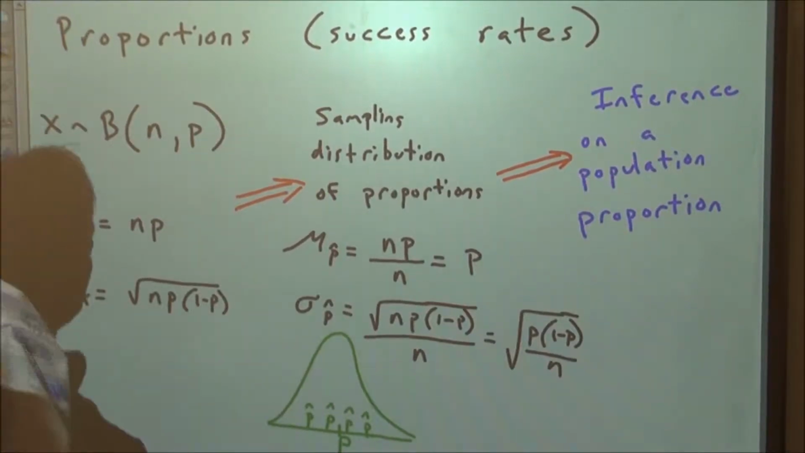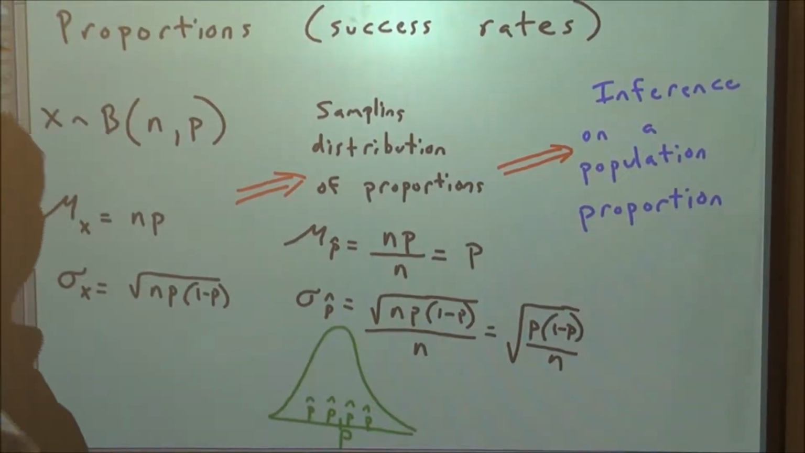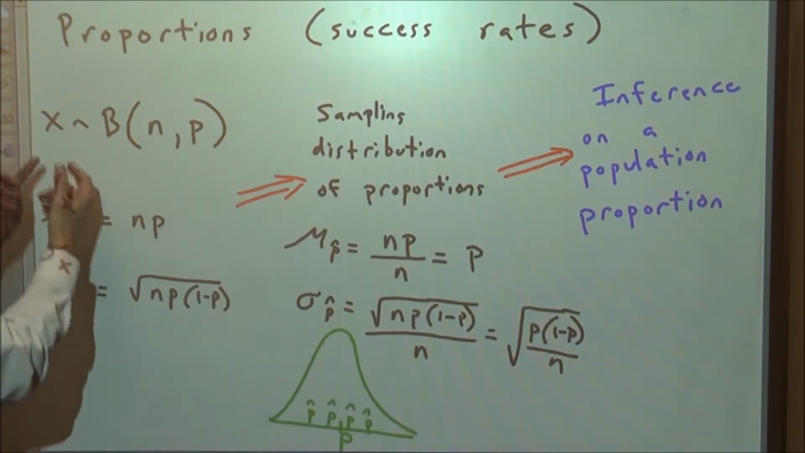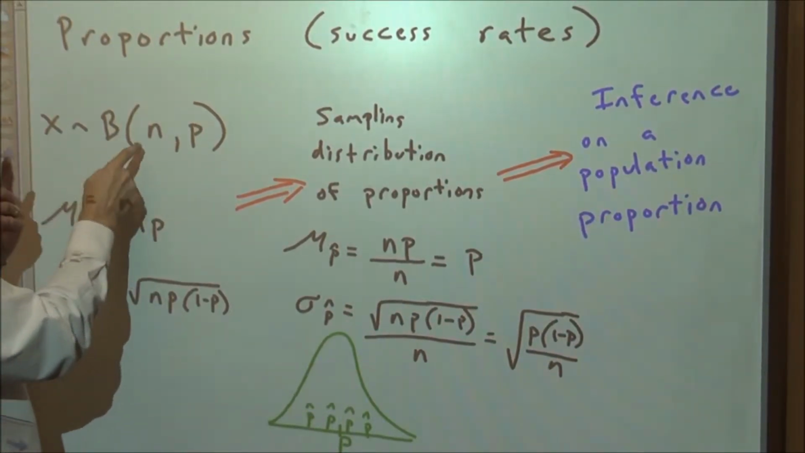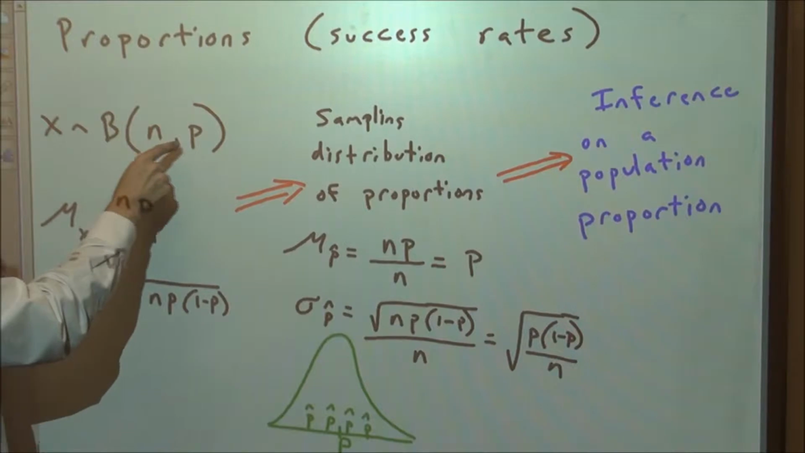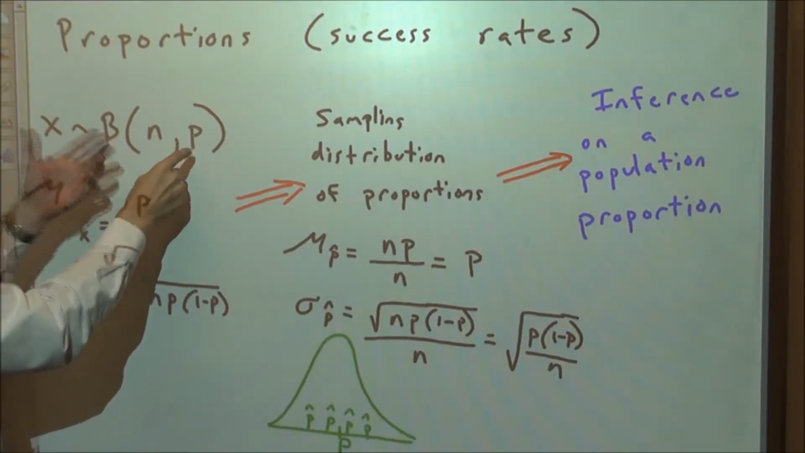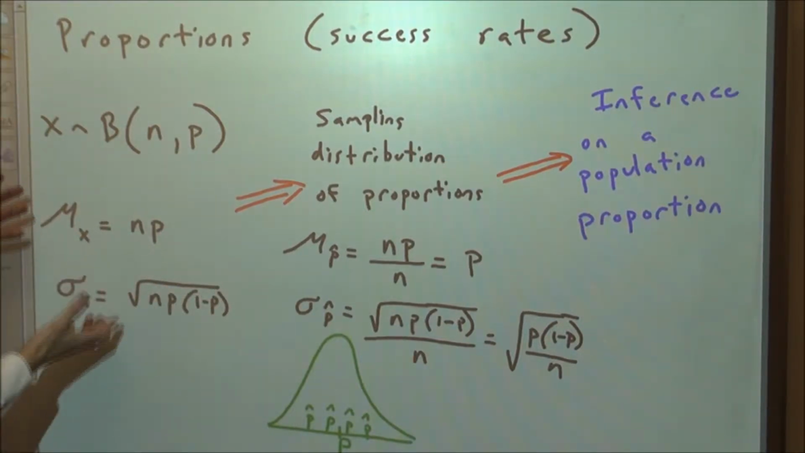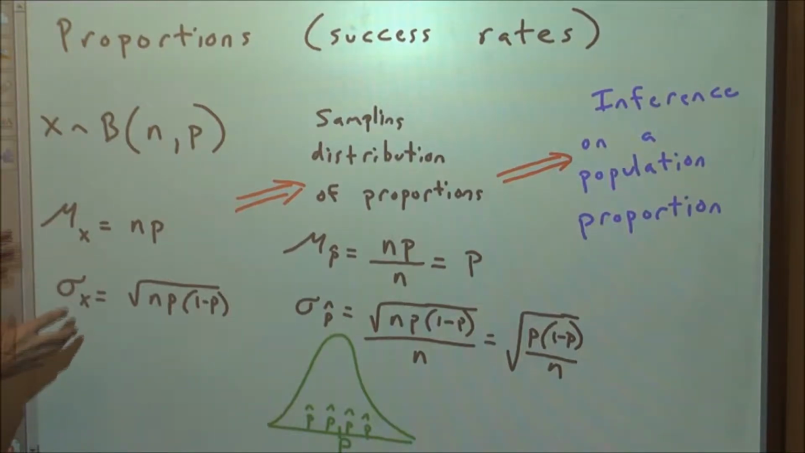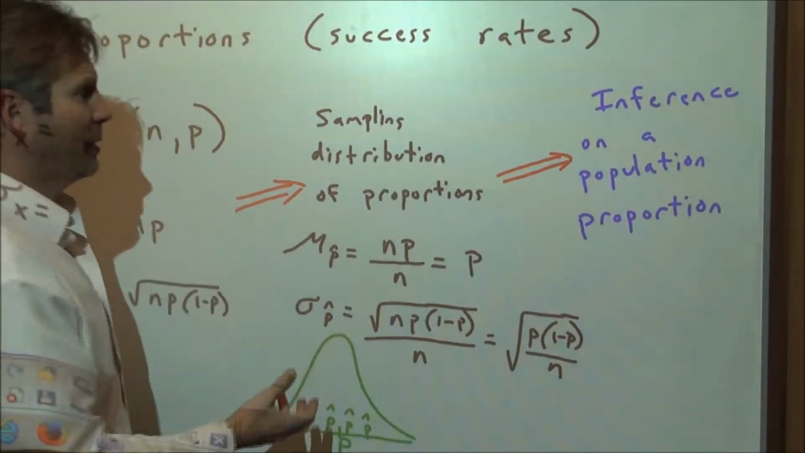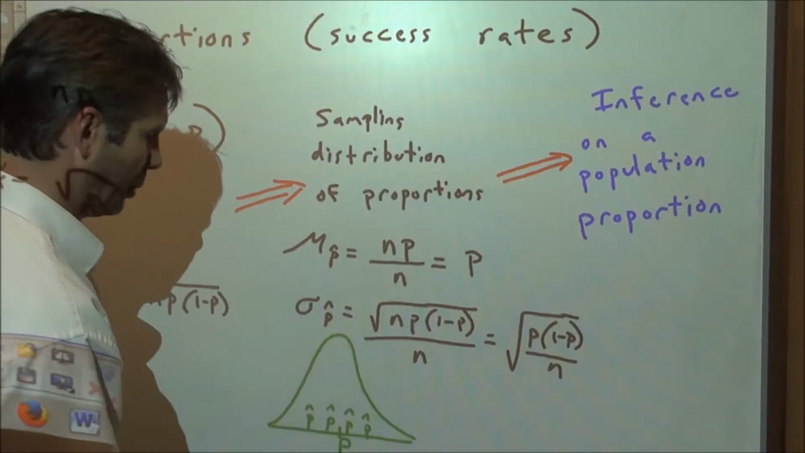When we deal with proportions, proportions are just success rates. We saw them in binomial distribution when we looked at how many successes we could get from a certain size trial when we knew our success rate, our proportion, that's P. So this was binomial information, the mean and the standard deviation.